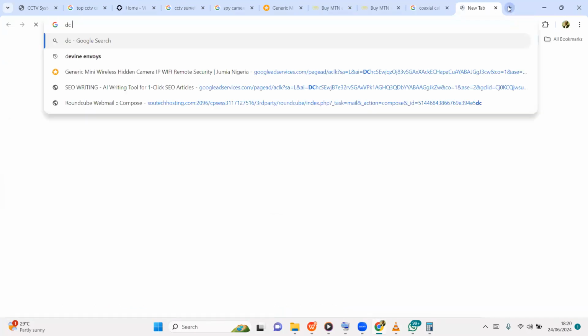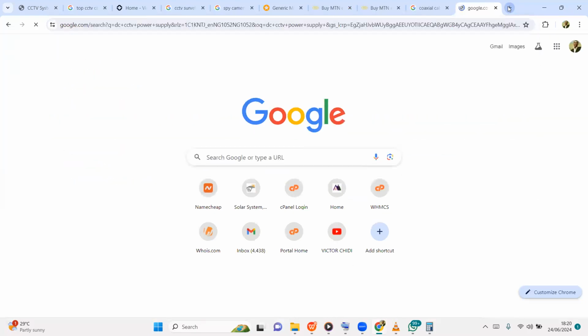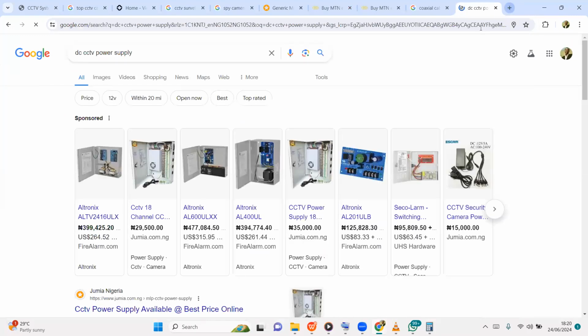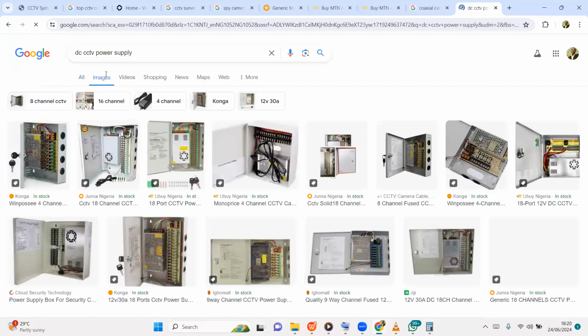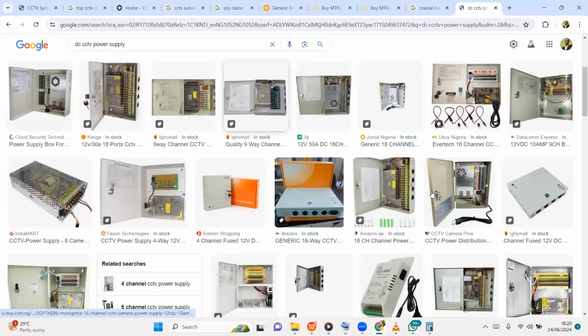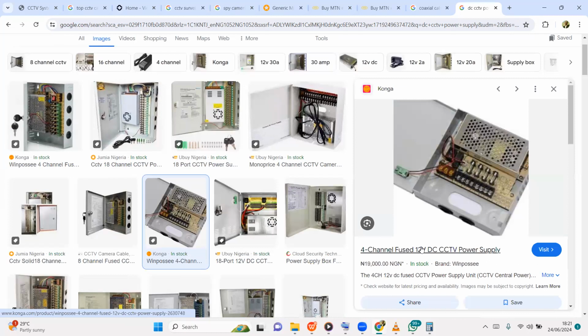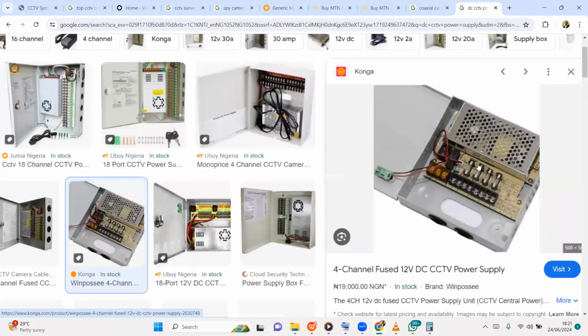So what does a CCTV power supply system look like? So it's just a box that helps to supply power to the cameras. Let me look for something that is very clear and open. So all of these guys are cameras. Okay, yeah, this one is very clear. This one is very neat. So you have 4-way, you have 9-way. Like this one now, it's 4-way. You have 9-way, you have 16-way, you have so many ways, right?